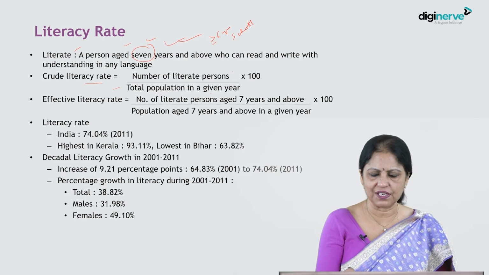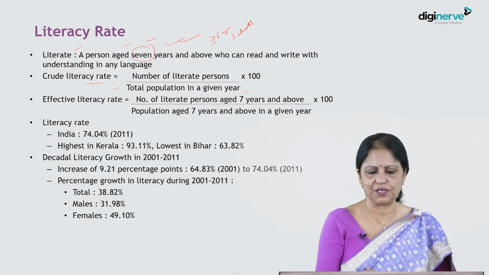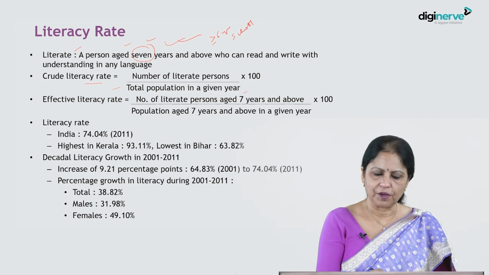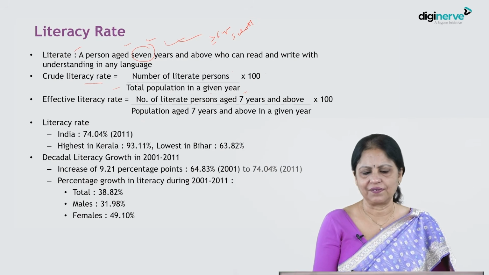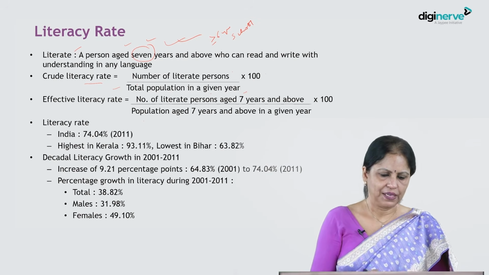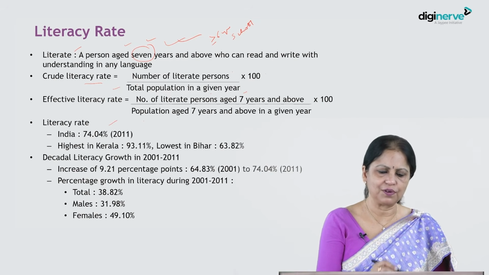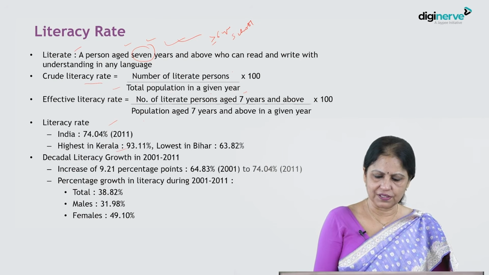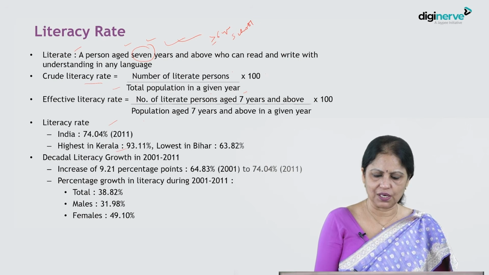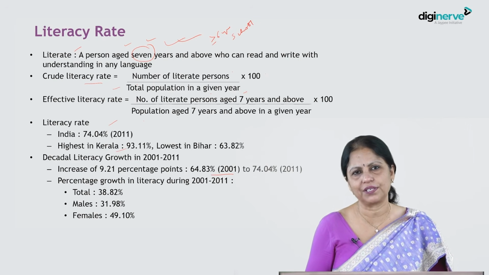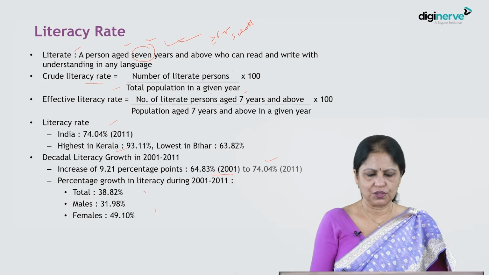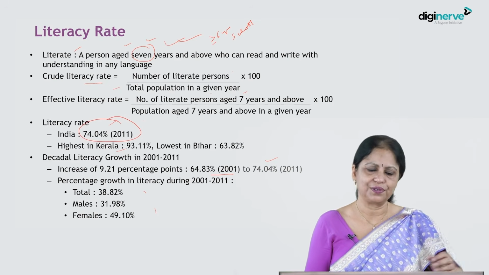So the effective literacy rate includes the specific age. That means the number of literate persons aged 7 years and above per 100 population aged 7 years and above in the given year. So the literacy rate in 2011 in India was 74.04%, highest in Kerala, lowest in Bihar. And you can see that the literacy rate grew. The decadal growth: in 2001 it was 64.83 and it has risen to 74.04% in 2011. And this is the percentage growth rate. This figure you have to remember.